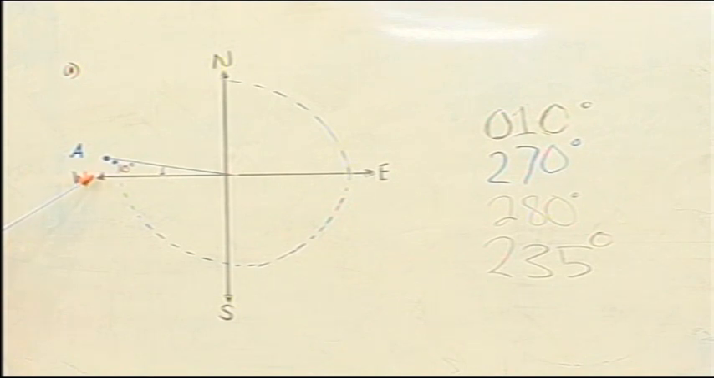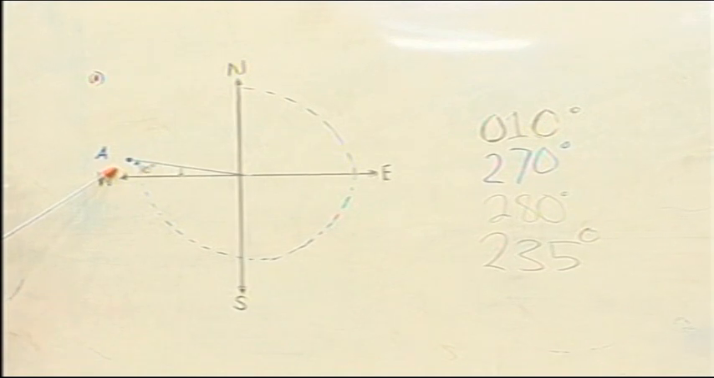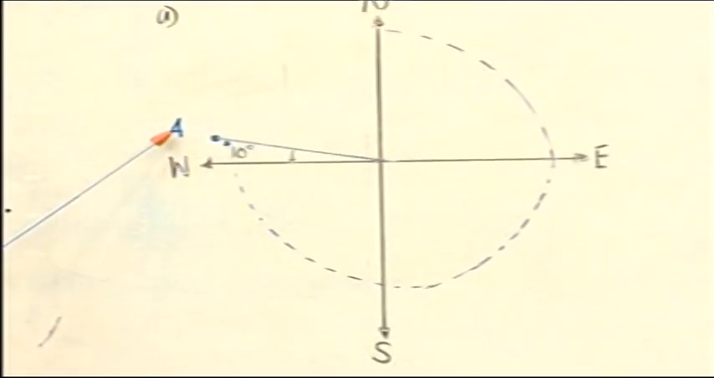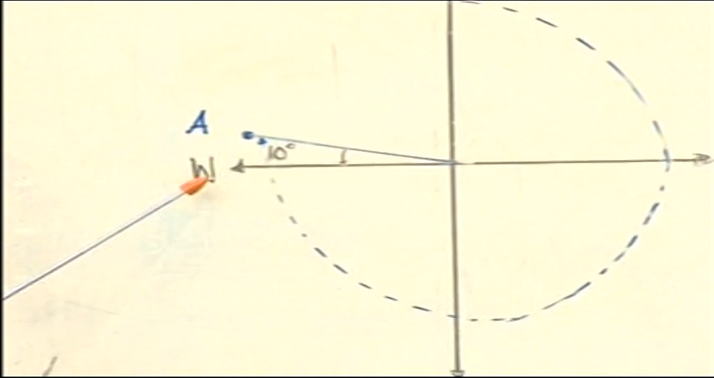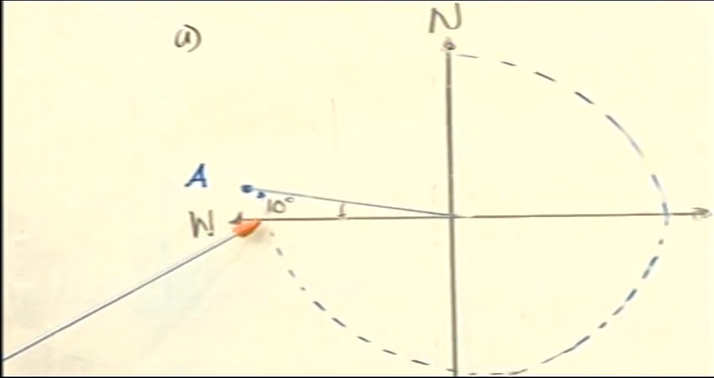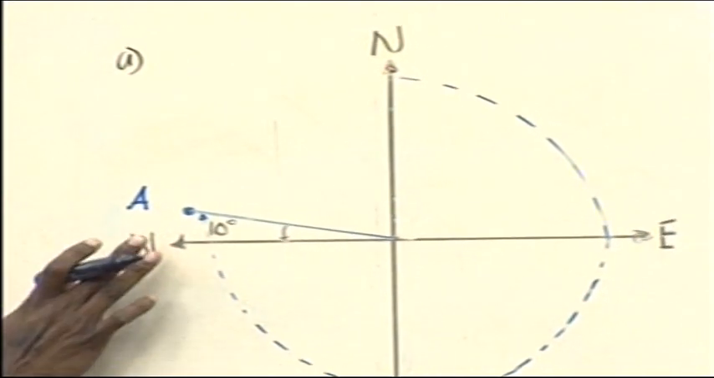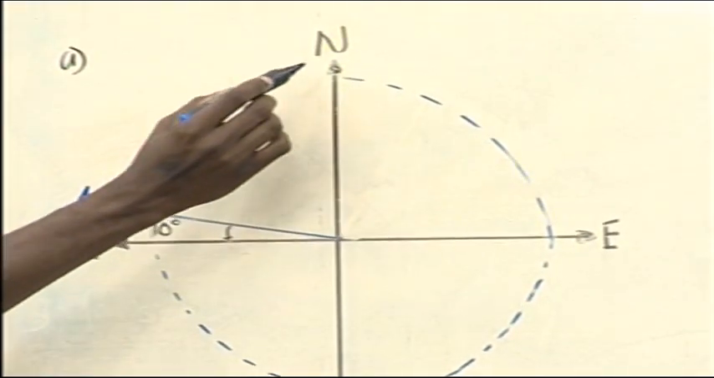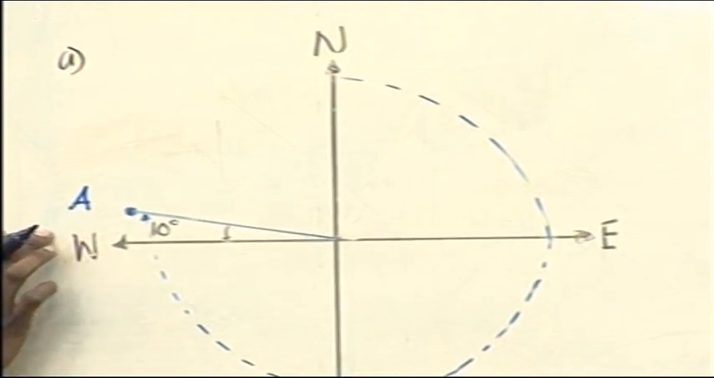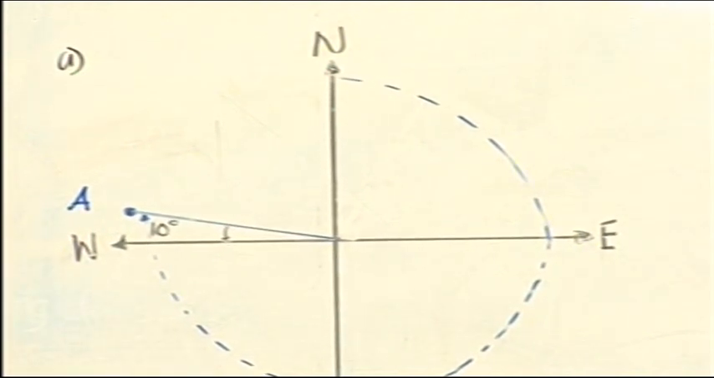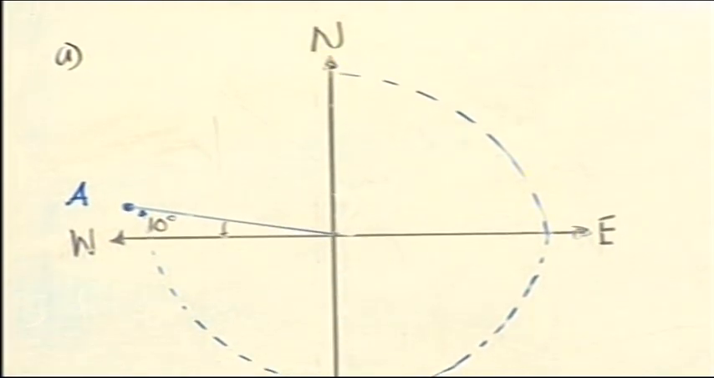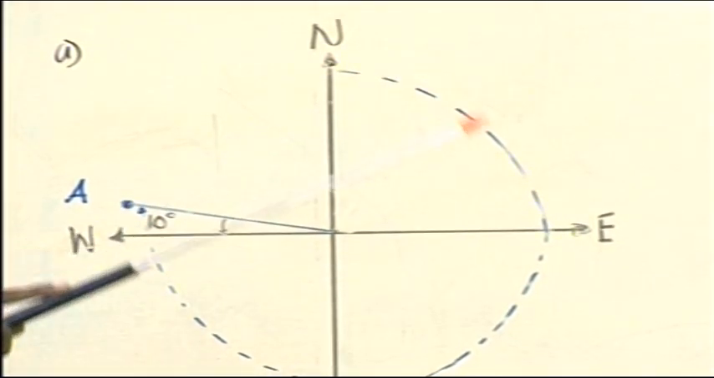Now the angle size from west to point A is how many degrees? 10 degrees. Or from point A to west is 10 degrees. Using this information, we are going to find the bearing of point A. And to measure bearing, we always measure from north in a clockwise direction. This direction.